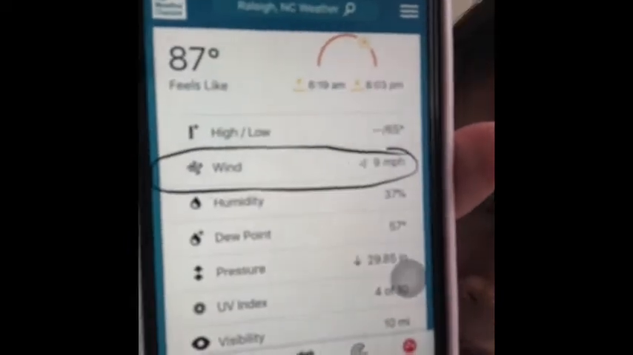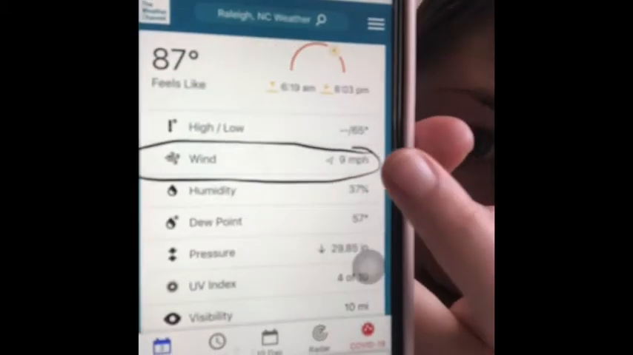And then when you scroll down, it's cool because it tells you, it feels like 87. It's 86 outside, but it feels like 87. And I think that's because the wind is only 9 miles per hour, so right here. And it doesn't have the wind direction on that. So it just says how much wind there is, which is 9 miles per hour. So that's not a lot of wind.